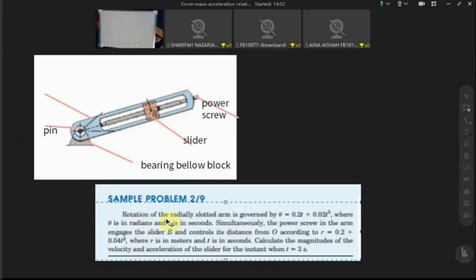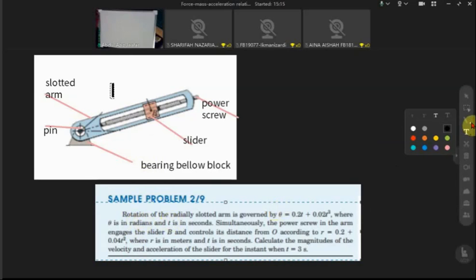So I think this book is from Meriam. So this is in practice, right? The geometry is in practice, and then we identify the components, and then we have the question here. It says the rotation of a radially slotted arm. So this one is the slotted arm. I should write that as well. And then it's governed by the angle motion. So in this book, it says where the angle has been defined.